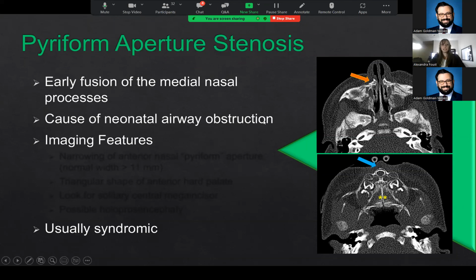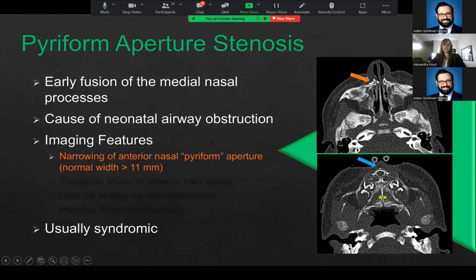And so for the imaging features that you're looking for with piriform aperture stenosis, you're looking at the anterior aspect here where the opening to the nasal cavity is, or the aperture. The normal width should be greater than 11 millimeters. Now, in cases of piriform aperture stenosis, it's often much smaller than that, often below 7 millimeters, and below 6 millimeters. Some of the cases in the literature have shown needing more surgical intervention. But you're looking for narrowing of this opening here, which is our piriform aperture, to less than 11 millimeters.